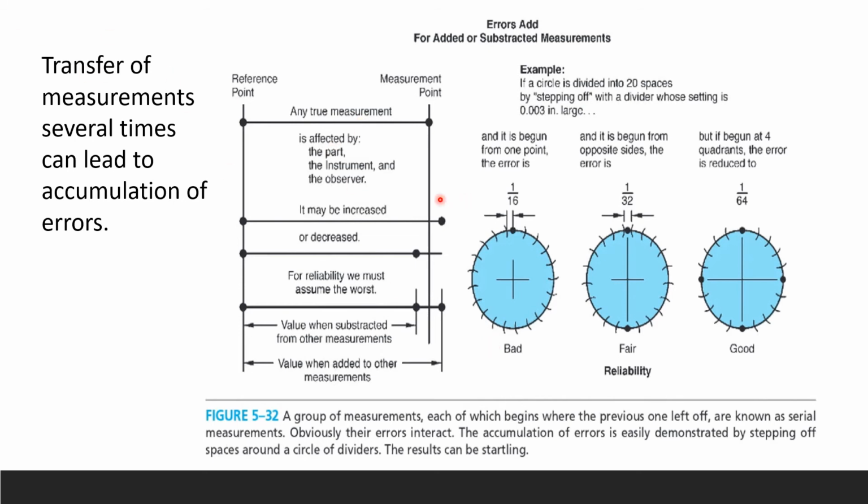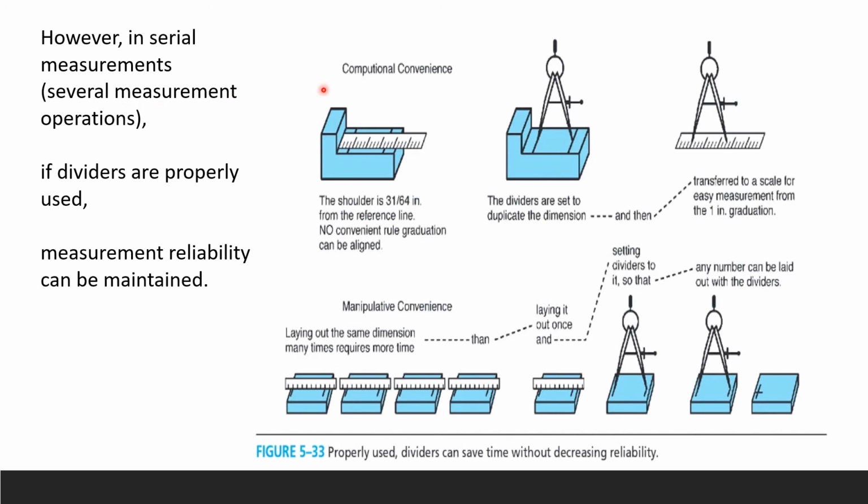And any true measurement is affected by the part, the instrument, and the observer. So it may be increased or decreased. So for reliability, we must assume the worst. So the value when subtracted from other measurement might go down. The value when added to other measurement might go up than the true measurement. However, in serial measurements, that's several measurement operations, if dividers are properly used, measurement reliability can be maintained, even increased.